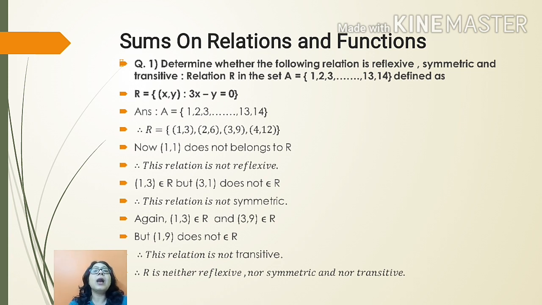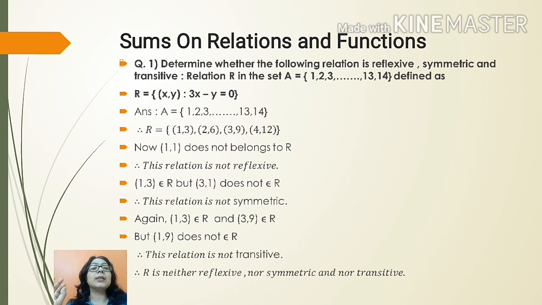Since A is 1, 2, 3 up to 14, the ordered pairs (x, y) will be as follows. If x is 1, then y is equal to 3x, so y is 3. If x is 2, then y is 3 twos, 6. If x is 3, then y is 9. If x is 4, then y is 12. If x is 5, y is 15, which is not included in the set, so we cannot use x equal to 5. So these are the ordered pairs: (1,3), (2,6), (3,9), (4,12).